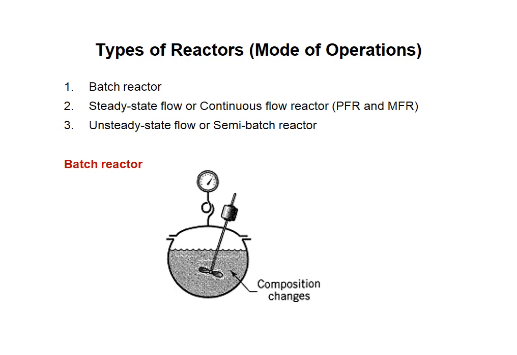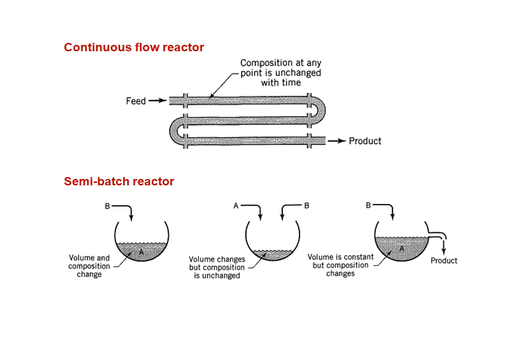Moving on to the topic, the modes of operation are basically of three types. Majorly they are the batch reactor, the steady state flow or continuous flow reactors, that is PFR or MFR, and the third one is unsteady state flow or semi batch reactors. There is a diagrammatic representation here where a batch reactor has a composition of reactant inside with a pressure gauge attached to it, and there is an output and input in the reactor with an average stirring speed given in it.